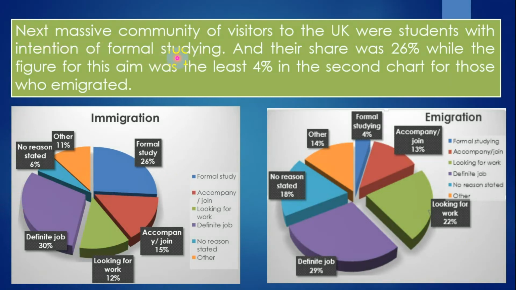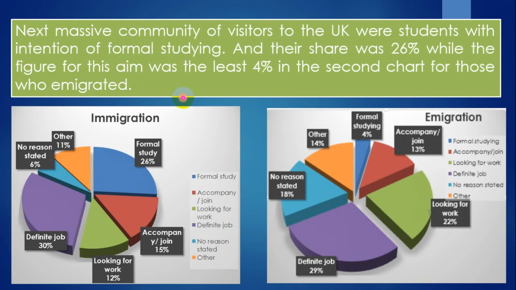Next sentence shows the exact percentage, 26%, and their share was 26%, while this figure for this aim was the least, 4%, in the second chart for those who emigrated. The word while means the comparison with the percentage in the second chart. And again, these two words, this aim, have changed formal studying to avoid repetition.